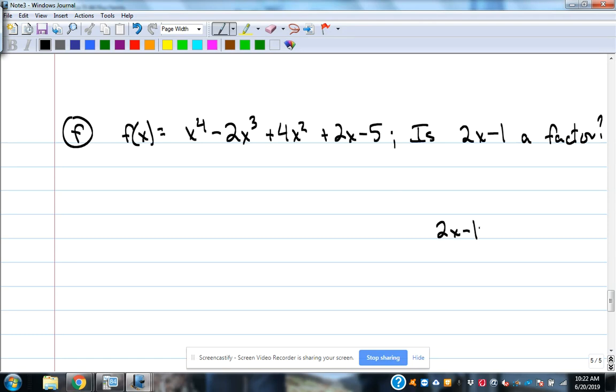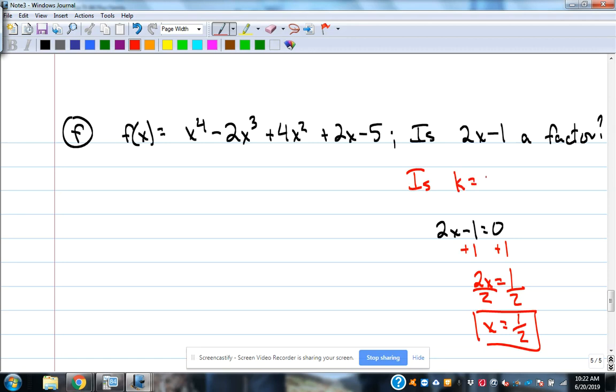If I set 2x minus 1 equal to 0 and solve that, this is going to tell me what goes on the shelf. One half. Okay. So 1/2. The other way that they could ask that question is, is k equals 1/2 a 0? That's the same question. So we're going to set it up with synthetic division.